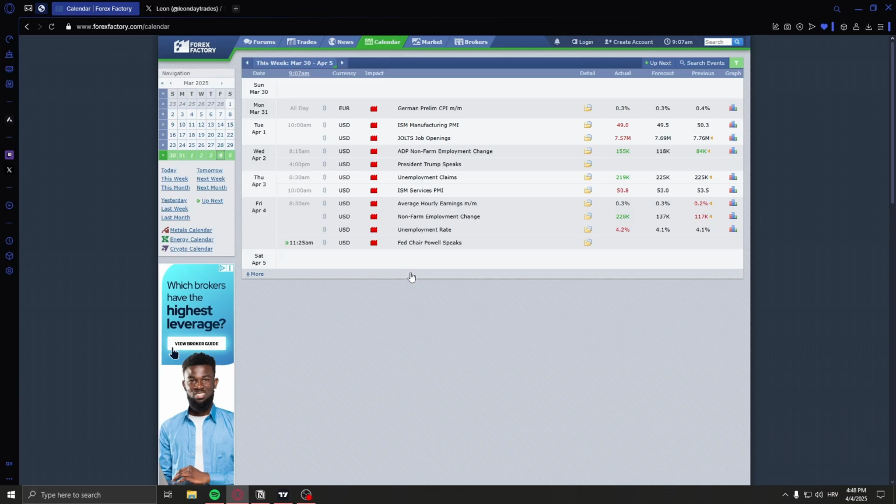Now let's start with the economic calendar. Here we can see that today at 8:30 we have NFP, and then at 11:25 Powell is speaking. So we are being extra careful today. And matter of fact, I did not even trade today.